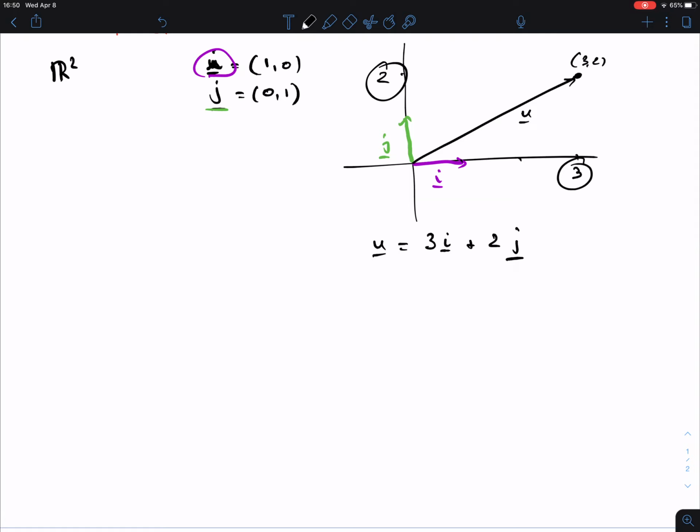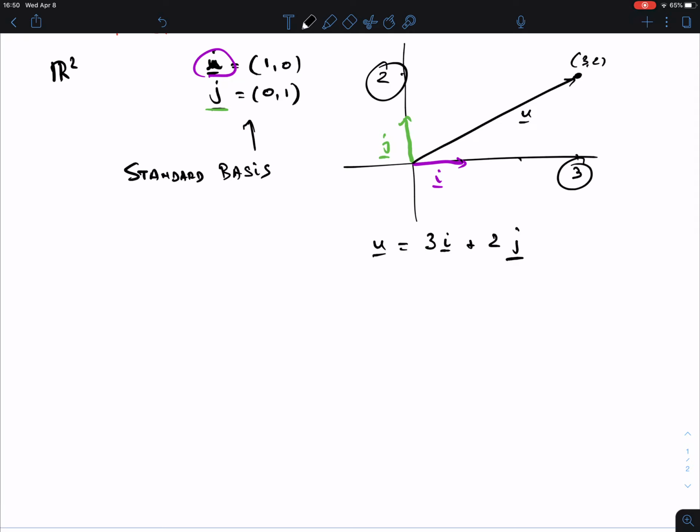And this is the only way I can do it, because 3 and 2 are exactly the coordinates of that endpoint, so it has only one set of coordinates. This shows that this is a basis. Because it's so simple, we sometimes call it the standard basis. But the point is that these are not the only ones.